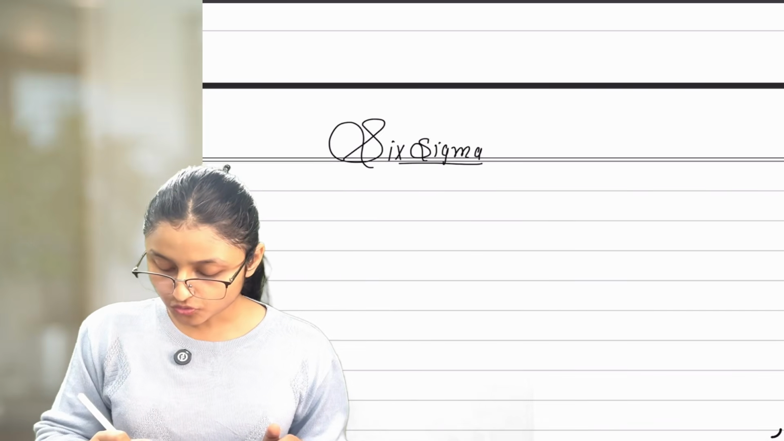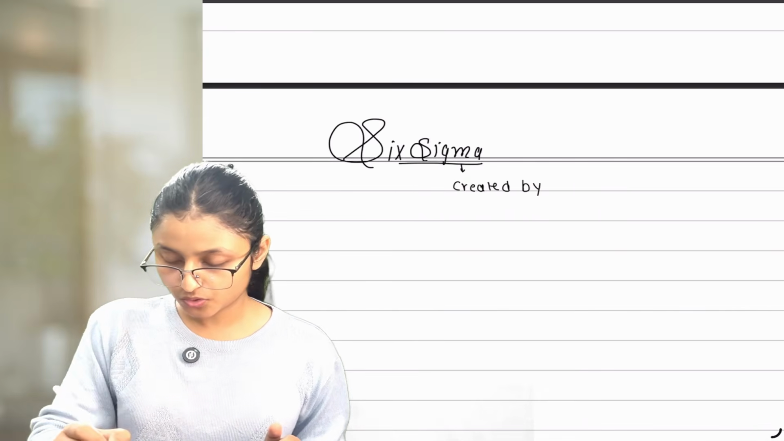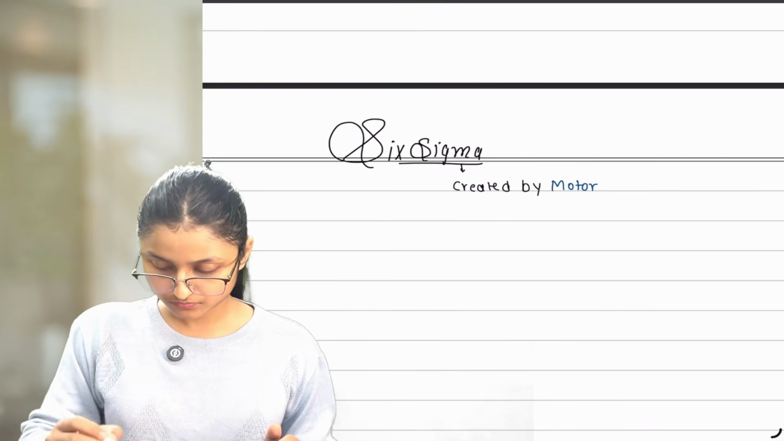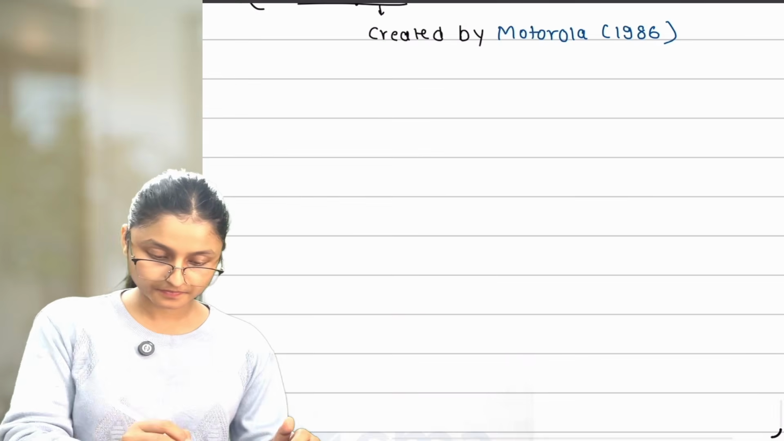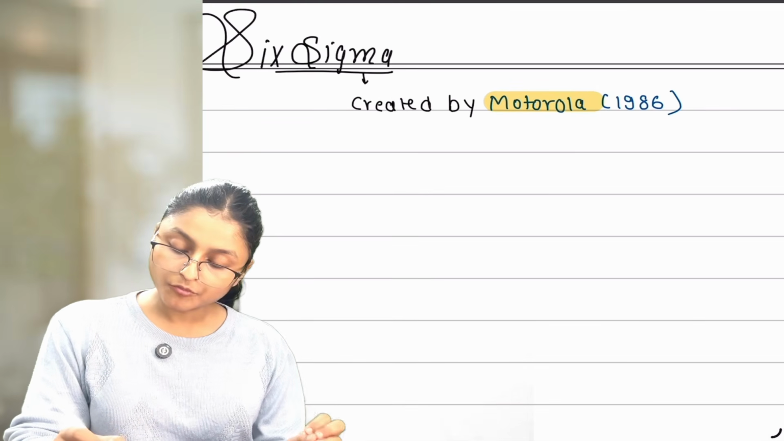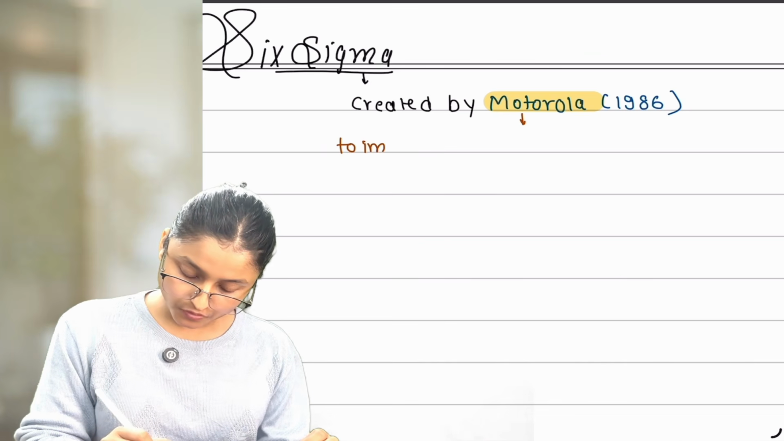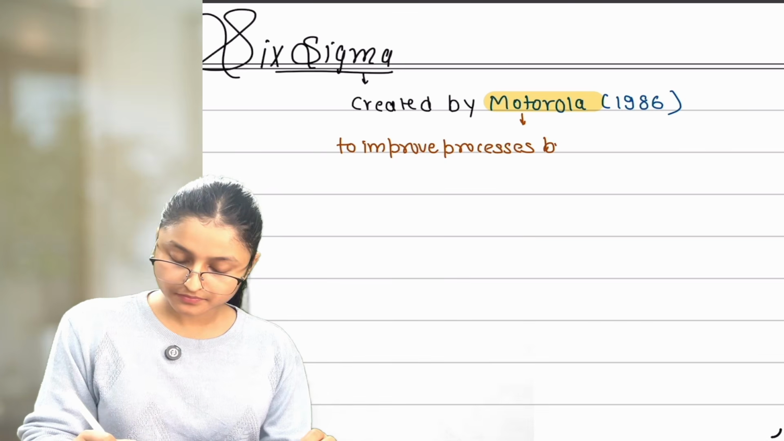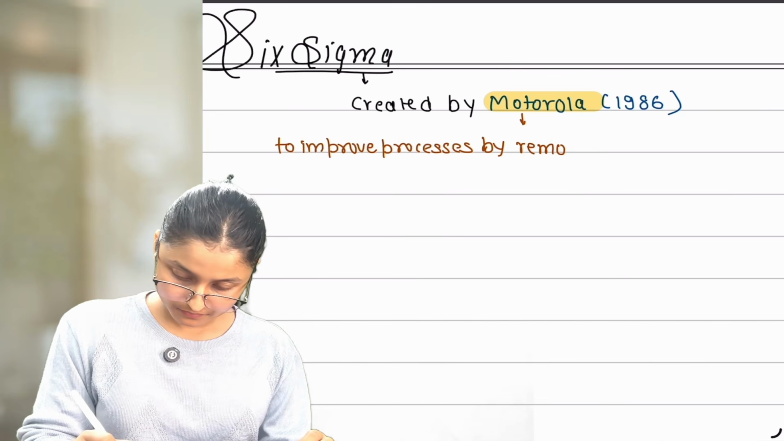Who created or who developed it? Created by Motorola. When did they create it? In 1986. Why did Motorola create this particular system? To improve processes by removing defects.